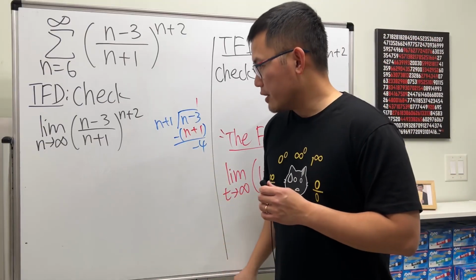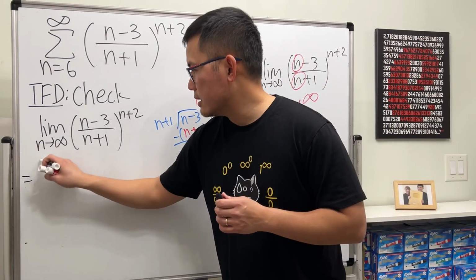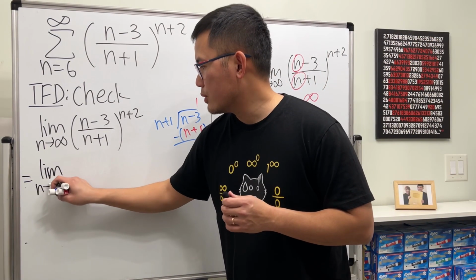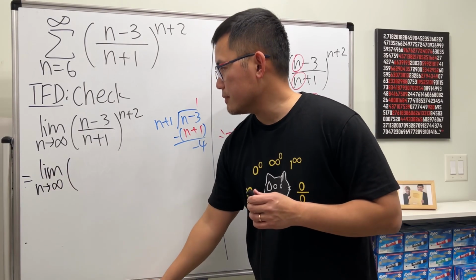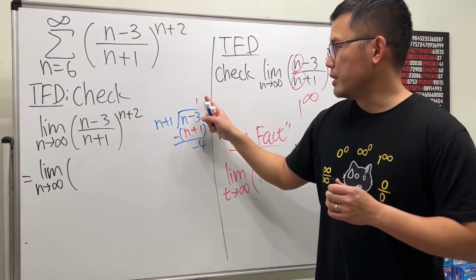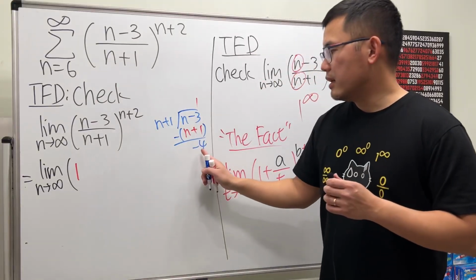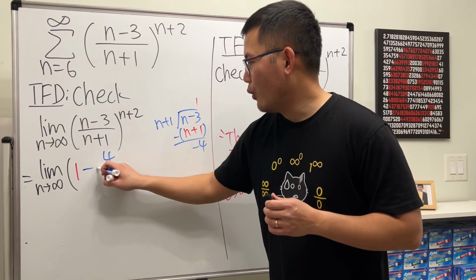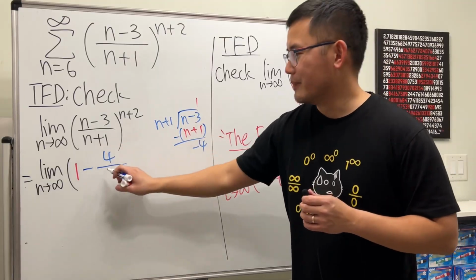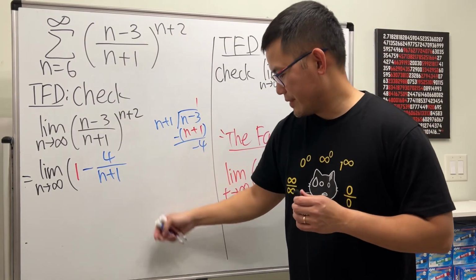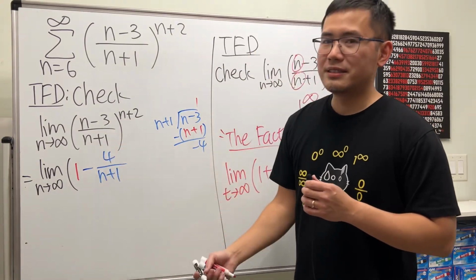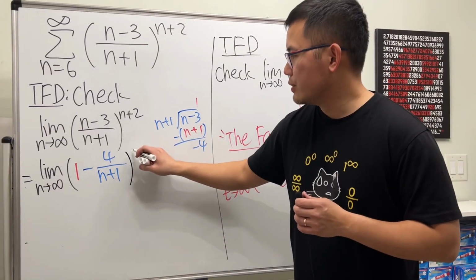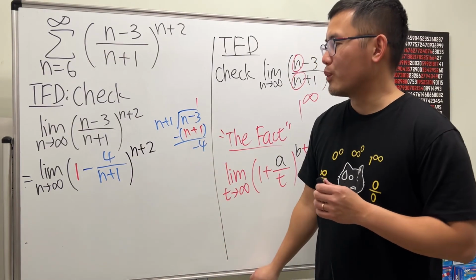So for this right here, we can write it as the limit as n goes to infinity of the inside expression being 1, and then the remainder is minus 4, so it's minus 4 over the original denominator, which is n plus 1 here. So it's just some algebra for the inside, and then raised to the n plus 2 power.